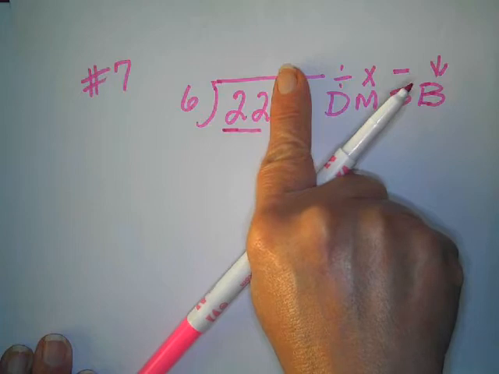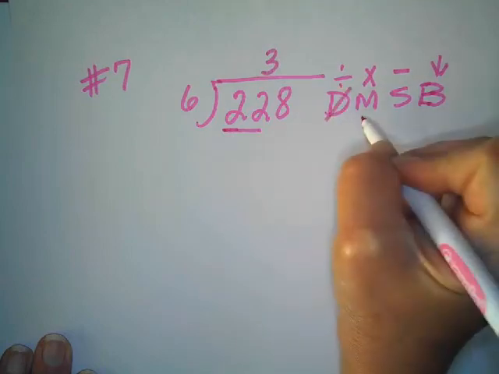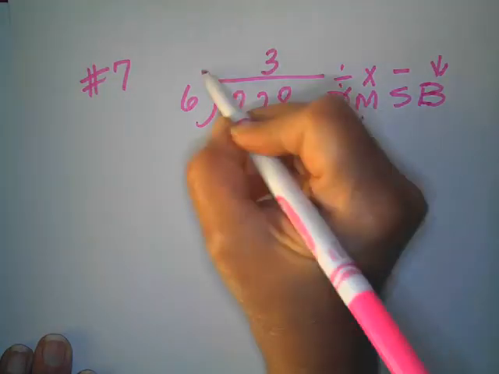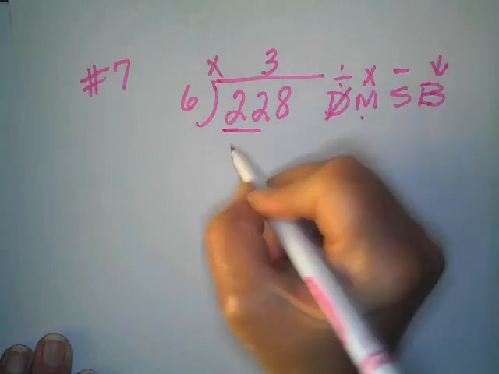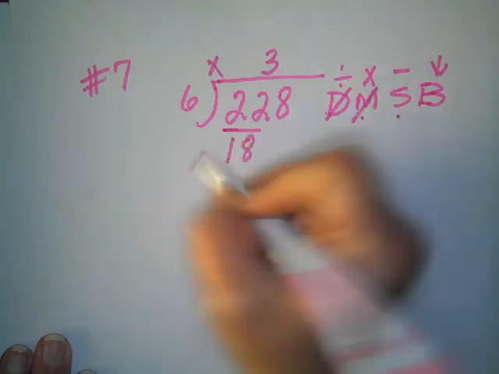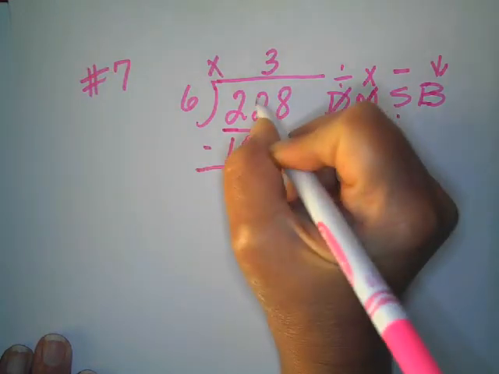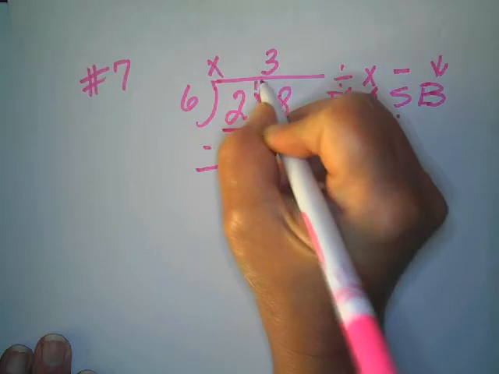How many times does 6 go inside of 22? And that is 3 times. Now we're going to multiply. 6 times 3 is 18. We need to subtract 2 minus 8. We cannot do that, so we need to regroup.